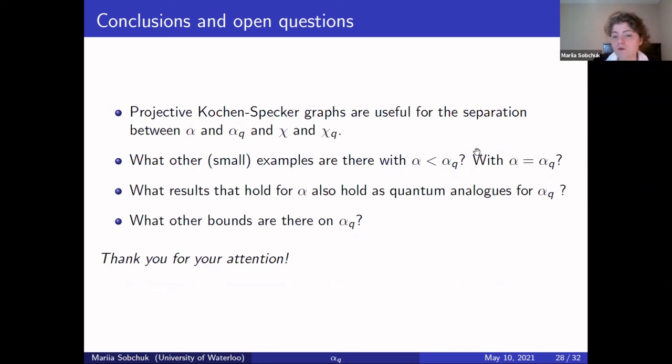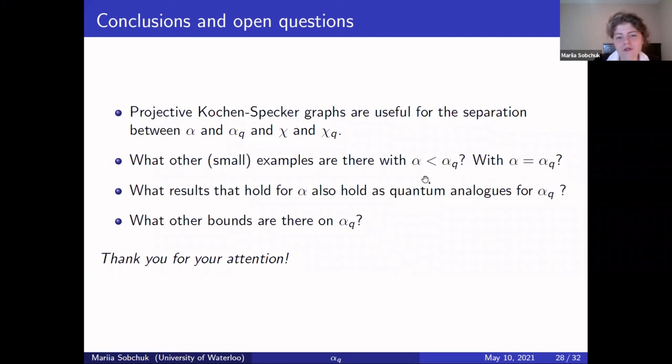And also when alpha and alpha q are equal, just to be able to find alpha q is good. And as I said, knowing when alpha q is different reduces the search a bit for the graphs where alpha and alpha q are strictly different.